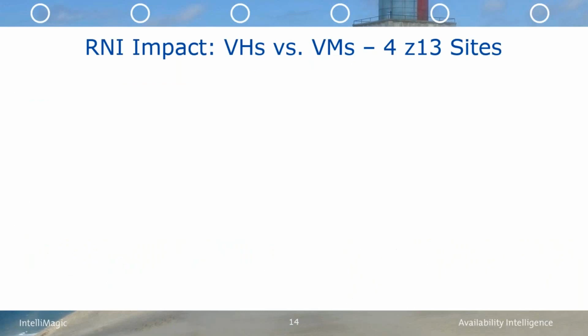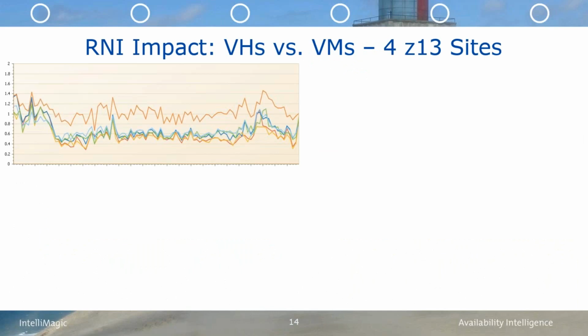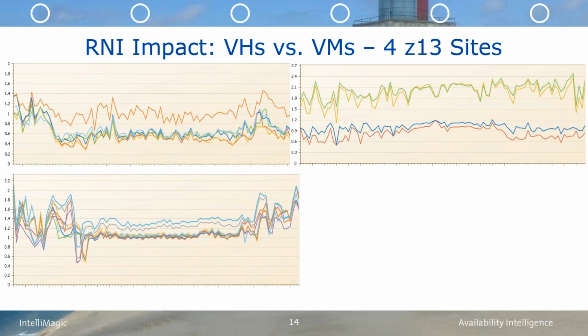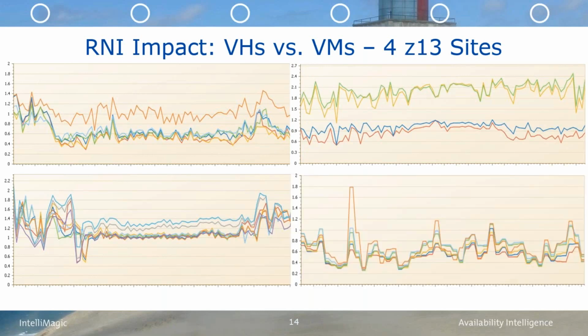So here are examples from 4 other Z13 sites, all also reflecting measurable differences in RNI values between the vertical highs and the vertical mediums. The first example, there's a 57% difference. The second example, a 22% difference. Then a 113% difference. And finally a 15% difference.